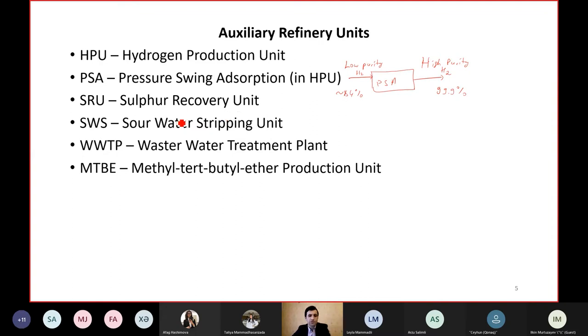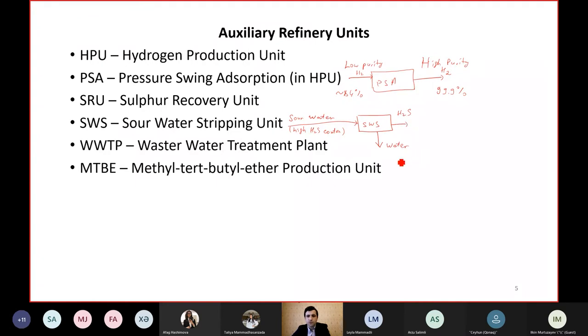Then we have the sulfur recovery, which I talked about. We have sour water stripping. What is that? The water, sour water, what is sour? It means water with high H2S content is sent to the SWS. What is stripping? Just kind of evaporating. You evaporate the H2S and separate H2S from water.